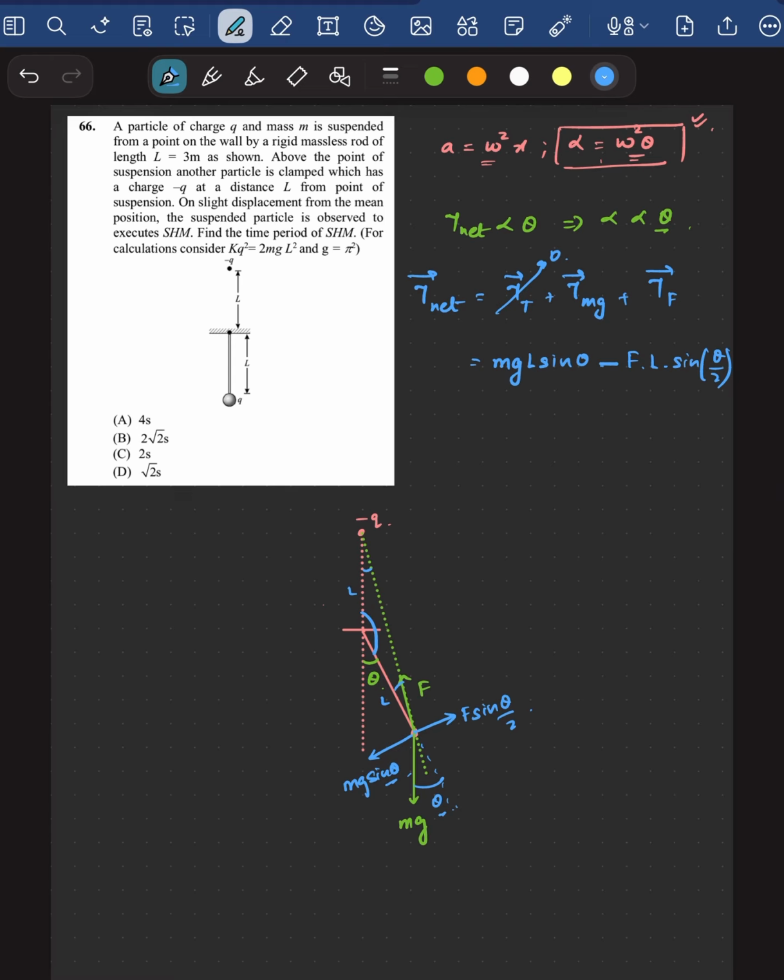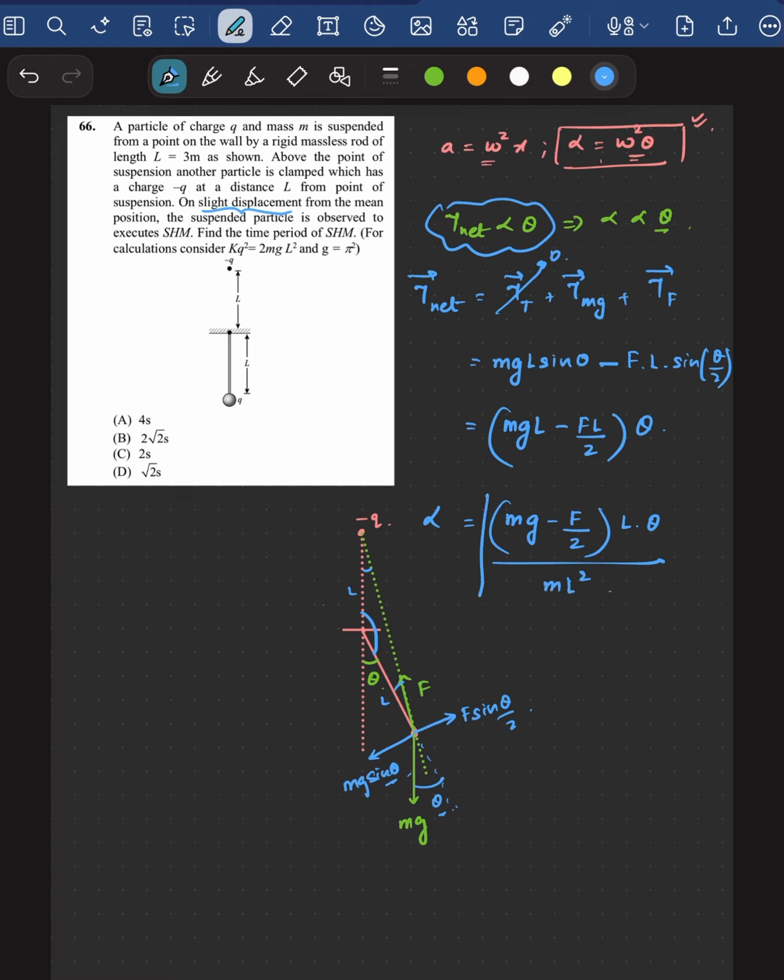Here it's mentioned that we have to consider a small displacement, so we can consider our angle theta to be small. So we'll get a net torque equal to mgL minus FL by 2, into theta. So we have already arrived at one condition, that the net torque is proportional to theta. From this it's straightforward; we'll find alpha. Alpha will be equal to mg minus F by 2, into L into theta, divided by the moment of inertia. In this case you only have a single particle of mass m, so the moment of inertia will be equal to mL squared. So this term will now be our omega squared.